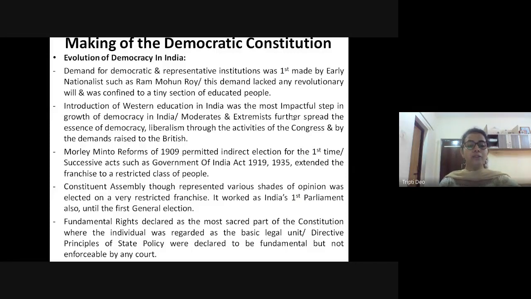So the demand of nationalism and democracy and representative institutions did not really become a big matter, and it was confined to some discussions among the tiny sections of educated people. Introduction of Western education in India was the most impactful step in the growth of democracy in India. Both moderates and extremists further spread their sense of democracy and liberalism through activities of the Congress and by the demands raised to the British.